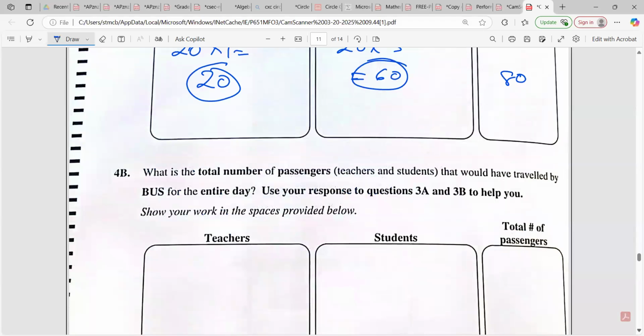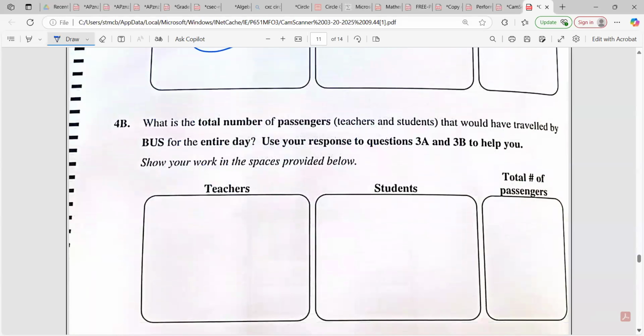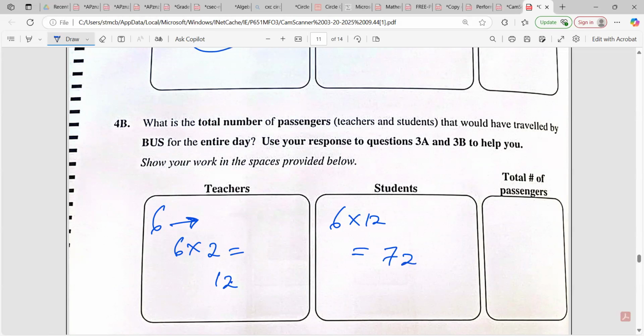What is the total number of passengers, teachers, and students that would have traveled by bus for the entire day? So the bus makes 6 trips each day, right? Each time they carry 2 teachers for each trip. So it would have been 6 times 2, which is 12, and they made 6 trips. But this time they carried 12 students, so that would have been 72. So this should have worked out to 84.